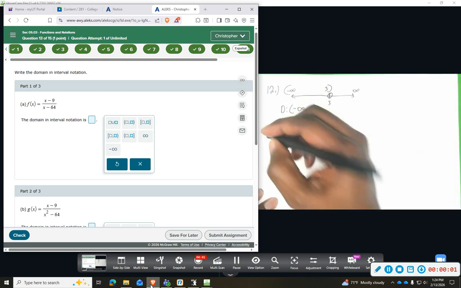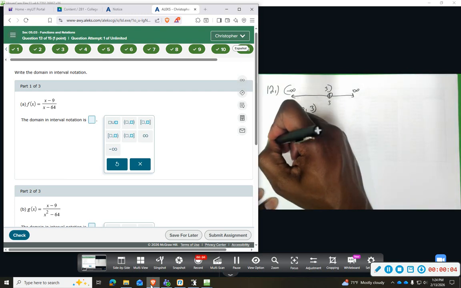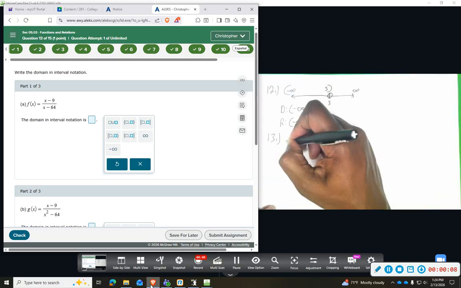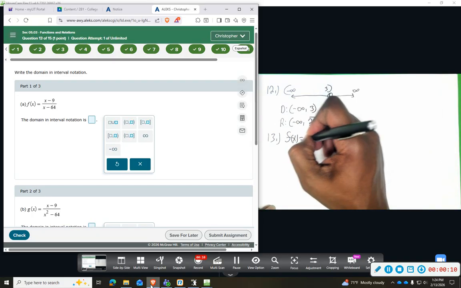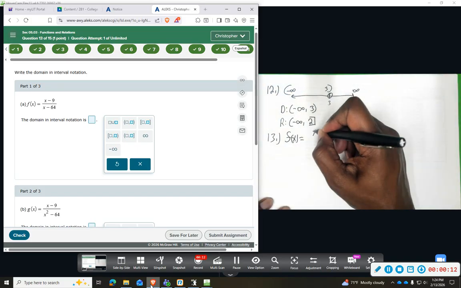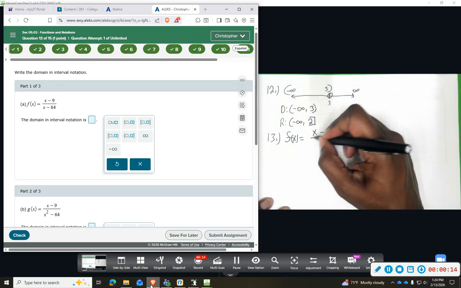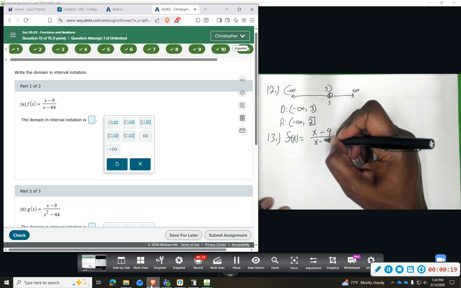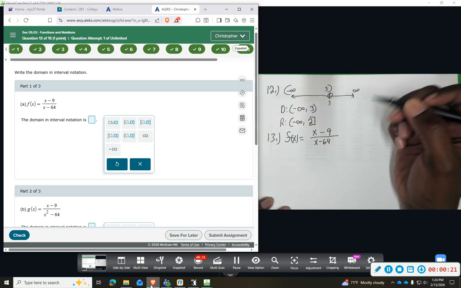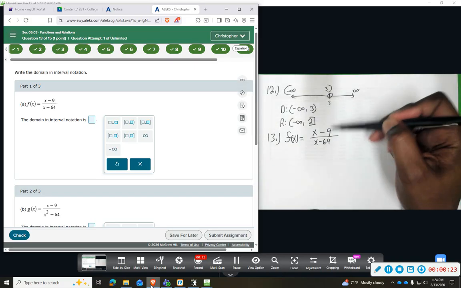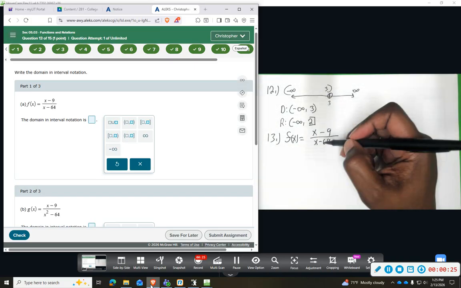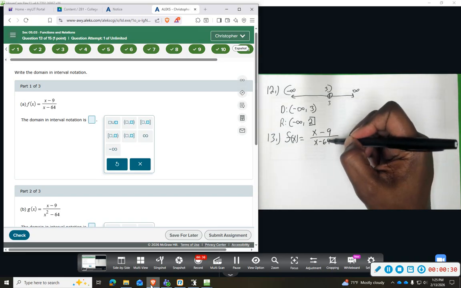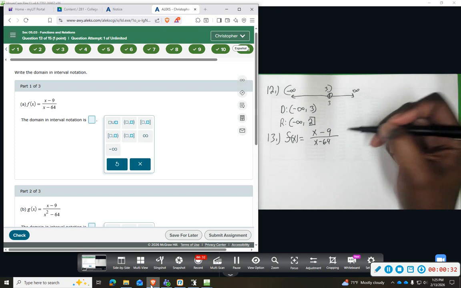All right, number 13, we want to write the domain of the given function. So we have f of x equals x minus 9 divided by x minus 64. Okay, so whenever we have a rational fraction, we have to know we cannot divide by 0. So whatever makes the denominator 0, we remove it from our domain.